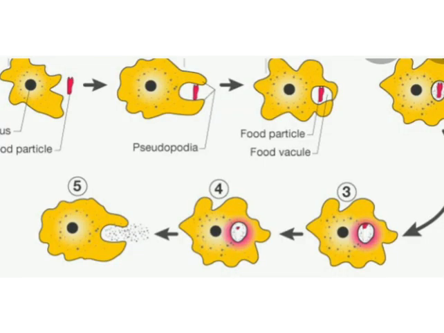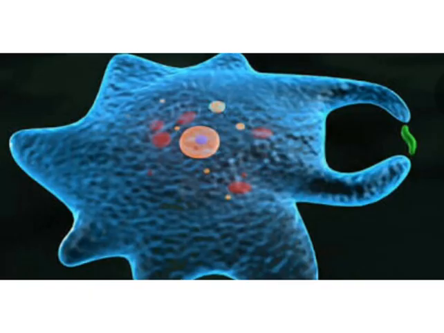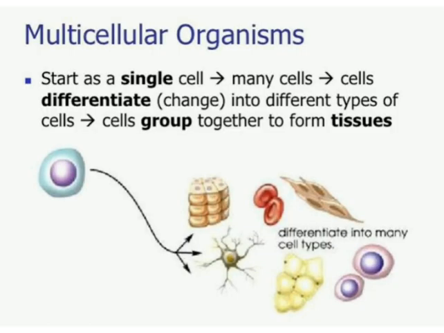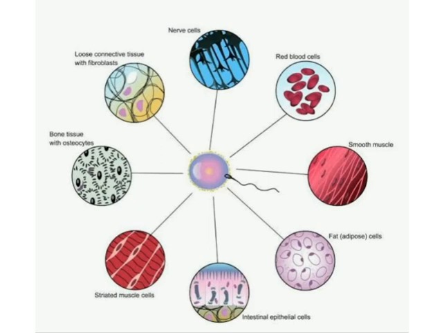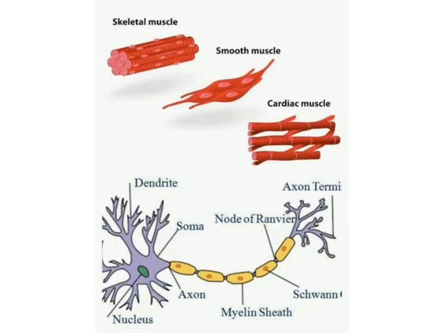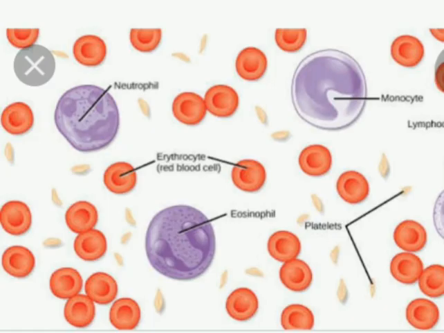In unicellular organisms, a single cell performs all the basic functions like nutrition, respiration, transportation, excretion, etc. But in multicellular organisms, there are millions of cells. In them, cells are specialized to carry out various functions so that they can do it efficiently. For example, our body has different types of cells like muscle cells, nerve cells, blood cells, etc.